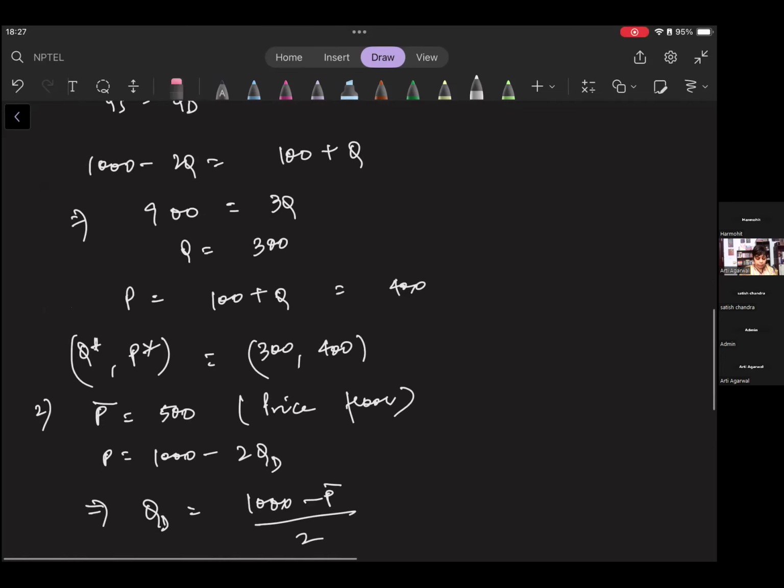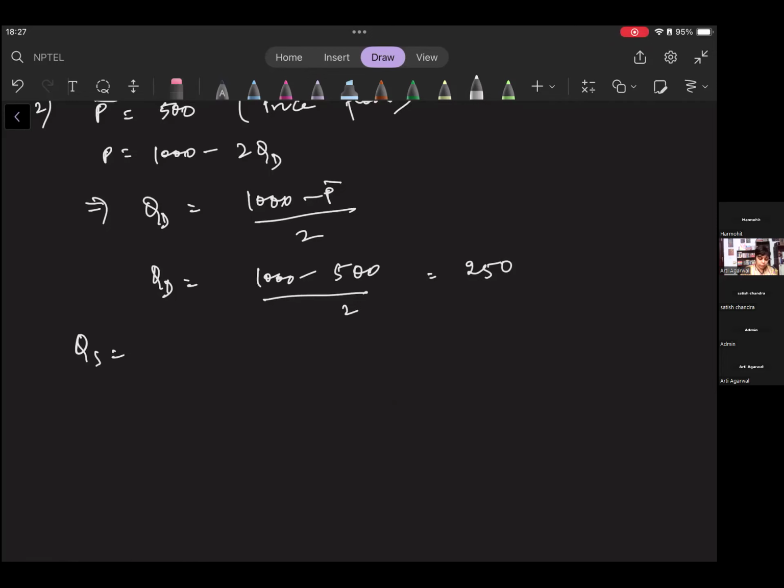P minus 100. Yeah, that is what I had got wrong. I had written 100 minus P instead. P minus 100 is equal to QS. QS is equal to 500 minus 100, which is 400. So now our new values are QS is 400 and QD is 250.